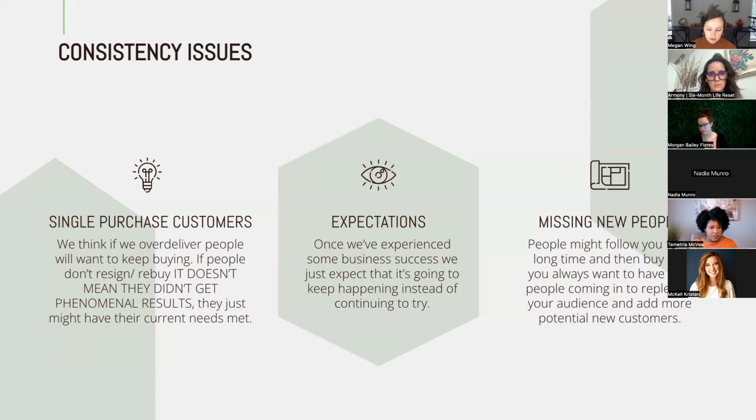And the other thing that's important: interestingly enough, I was just talking to somebody who said, if people resign, I thought that was a bad thing. I'm like, oh, that's very different than my experience. Different strokes for different folks. But in my personal experience, I had people getting insane results their first round of working with me, and they didn't resign. And I was like, oh, I did something wrong. That's totally fine. Single purchase customers are completely normal, and it just means they have their current needs met.